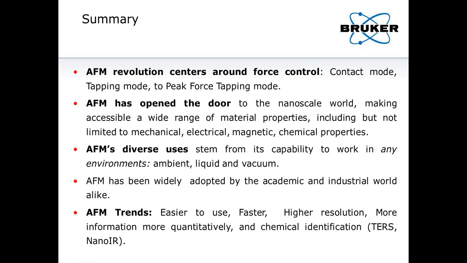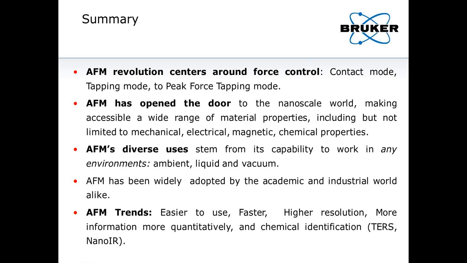One question coming in about AFM tips, AFM probes. Can you use the same tips for tapping mode and for PeakForce tapping mode? I would say yes. You can use the same tip for both tapping and PeakForce tapping. The choice of options for PeakForce tapping mode is much wider.